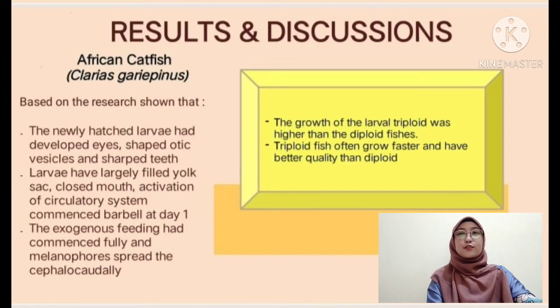For results and discussion, first species is African catfish. The newly hatched larvae had developed eyes, shaped optic vesicle, and sharp teeth. Larvae have largely filled yolk sac, closed mouth, activation of circulatory system commons bubble at day 1. The exogenous feeding had commenced fully and melanophores spread cephalocaudally. Then the growth of the larval triploid was higher than diploid fishes. Triploid fish often grow faster and have better quality than diploid.